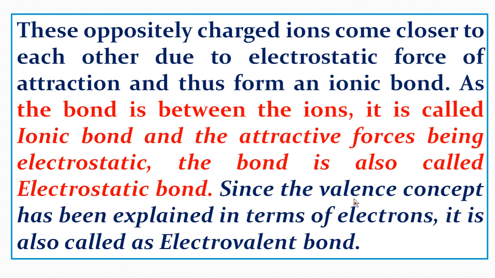Since the valence concept, the valence shell meaning the last shell that contains the electrons, is explained in terms of electrons, it is called an electrovalent bond. So, this bond is called an ionic bond, or electrostatic bond, or electrovalent bond.